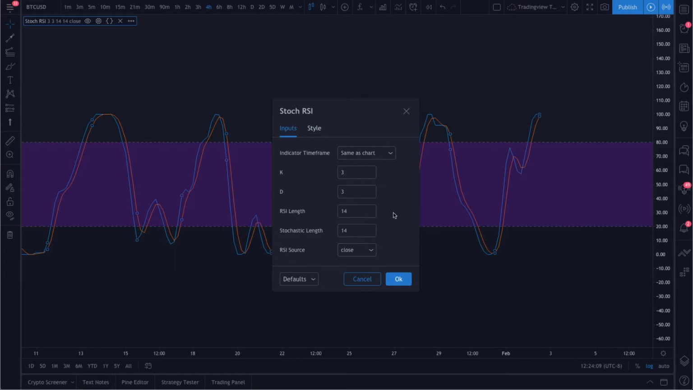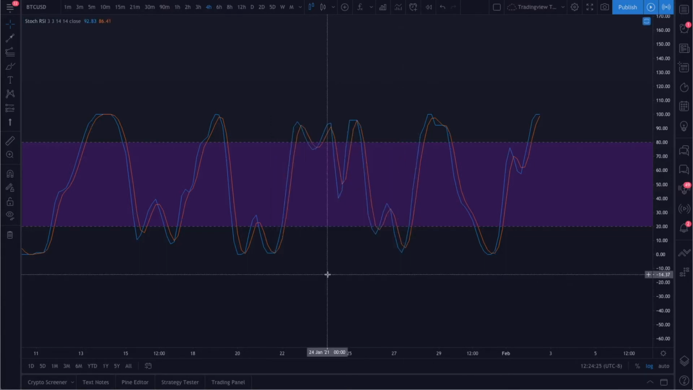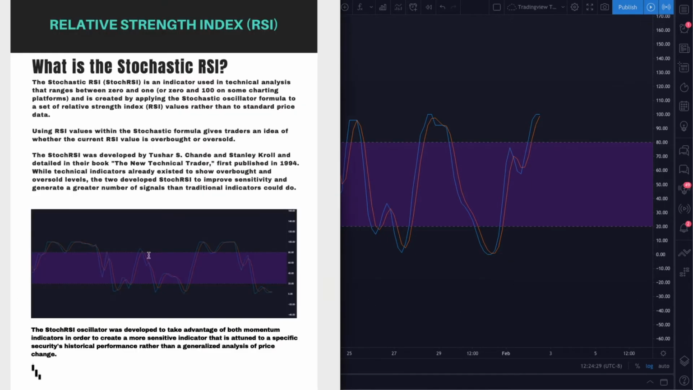Now, I don't recommend changing these settings as it's already very sensitive. Even in a strongly trending market, the stochastic RSI was actually developed to be more sensitive in strongly trending markets to give you more reliable signals, but it does produce false signals. So this is what the stochastic RSI looks like, okay? So let's move on here.